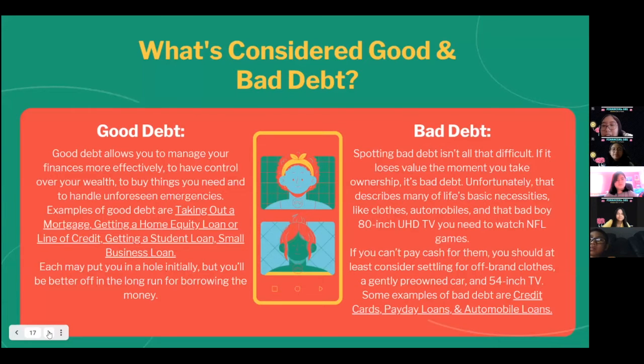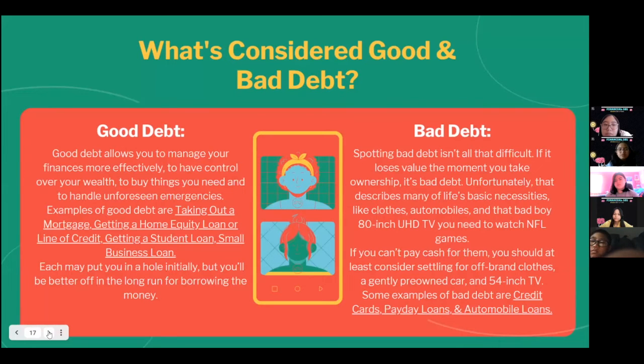What's considered good and bad debt? So good debt allows you to manage your finances more efficiently, to have control over your wealth, to buy things, and handle unforeseen emergencies. Examples of good debt are taking out a mortgage, getting a home equity loan or line of credit, getting a student loan or a small business loan. Each may put you in a hole initially, but you'll be better off in the long run for borrowing the money instead. Bad debt. Spotting bad debt isn't all that difficult.